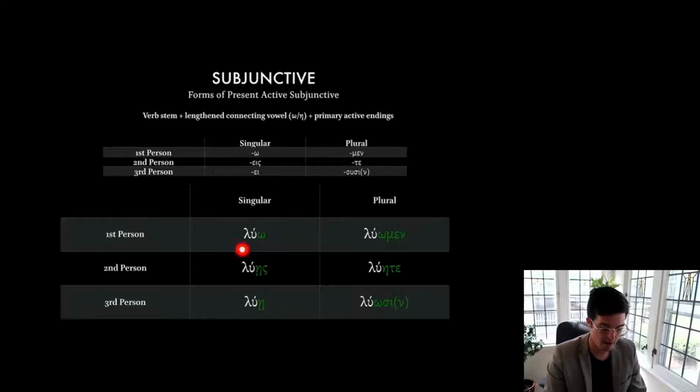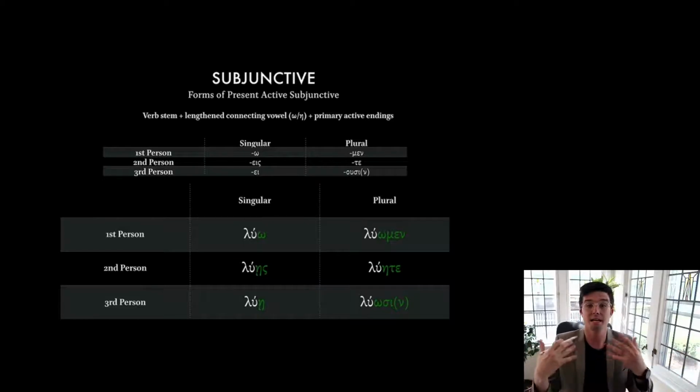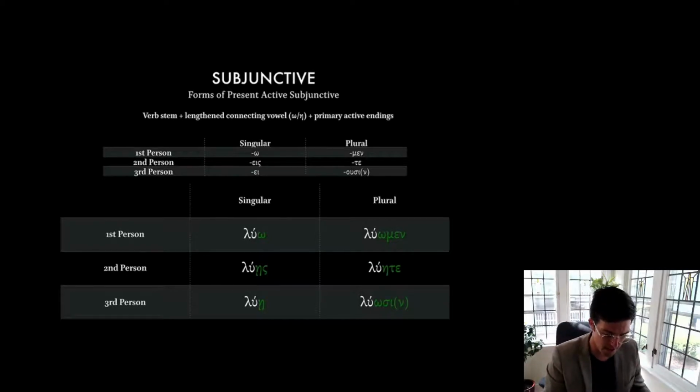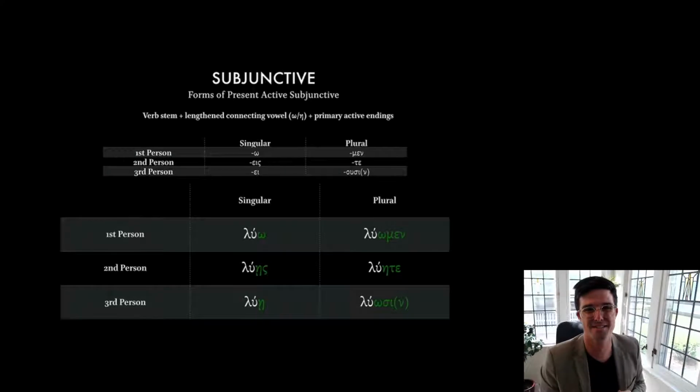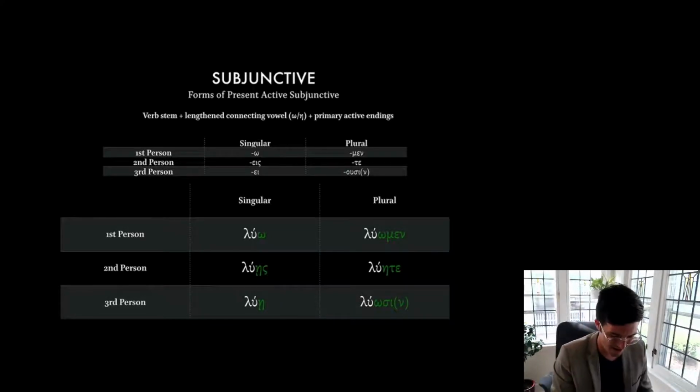Again, notice with this one, this looks exactly the same as the present active indicative first person singular. The only way that you'll be able to know whether it's subjunctive or indicative is based on the context of the sentence, and particularly on the way that the subjunctive functions. We're going to talk about that towards the end of the video. But some of these forms are going to be shared with other tenses, voices, and moods that you have already seen. But what's characteristic here, and what's our key to identification of the subjunctive? That's right, our lengthened connecting vowel.